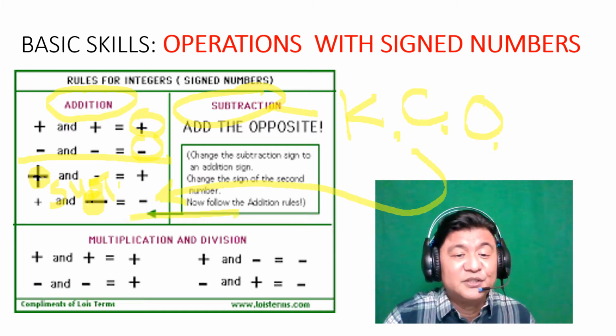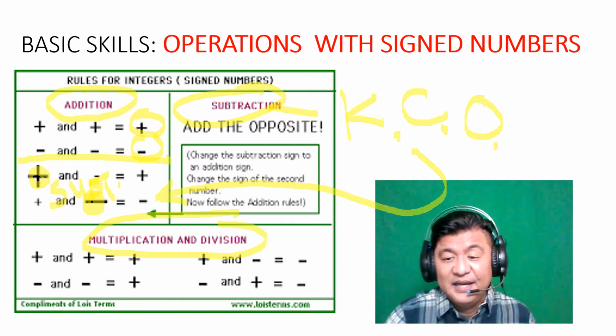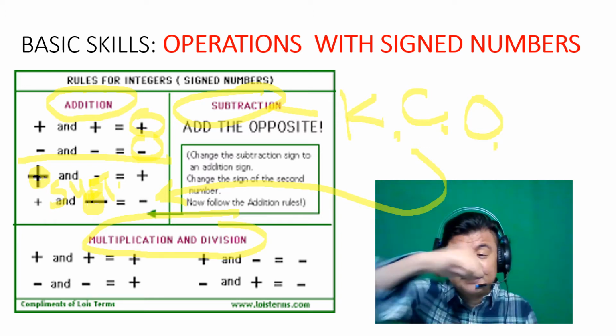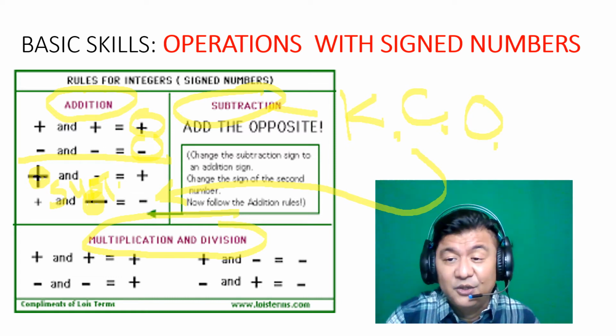For multiplication and division, it's so easy. Look at my hands. Same signs, positive; different signs, negative. Remember, we will apply all this in problem solving.